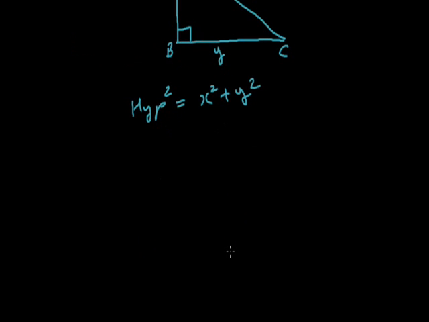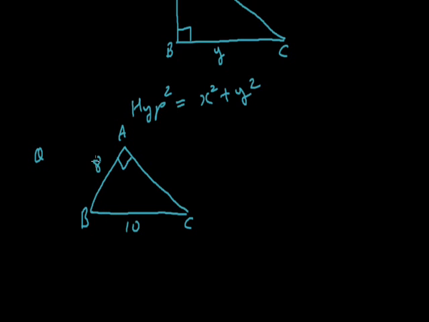Now we can solve some problems using this Pythagoras theorem. The first question is, this is our right angle triangle, right angle at A. Let's say this is B, this is C. Let's say this length is 10 and this length is 8. Find the length of AC. As this is a right angle triangle, we can apply the Pythagoras theorem. Let the length of AC be x.